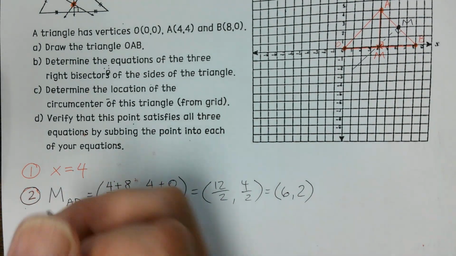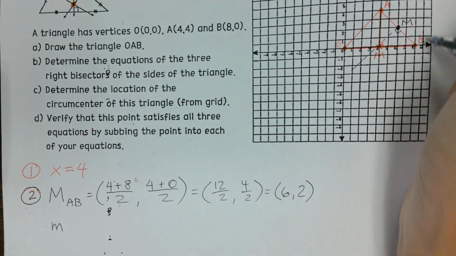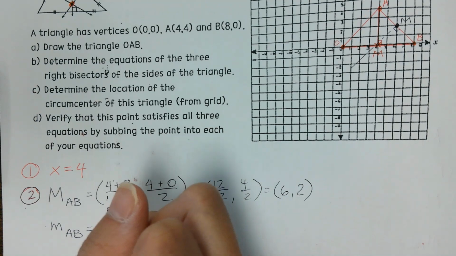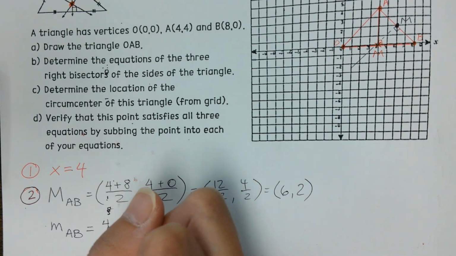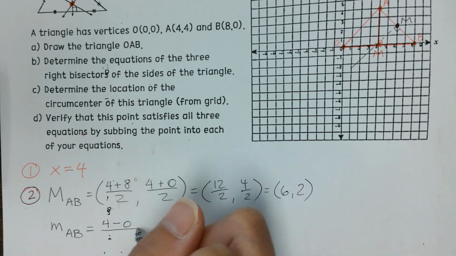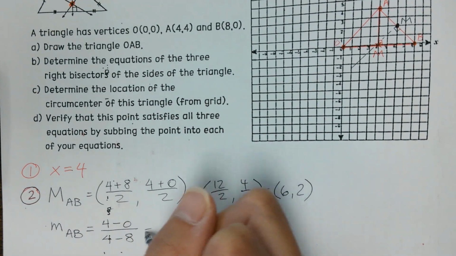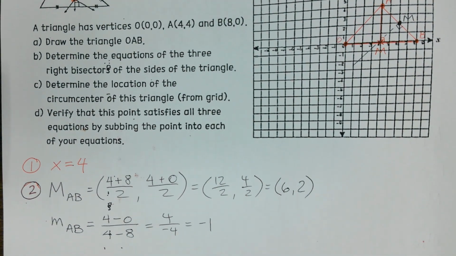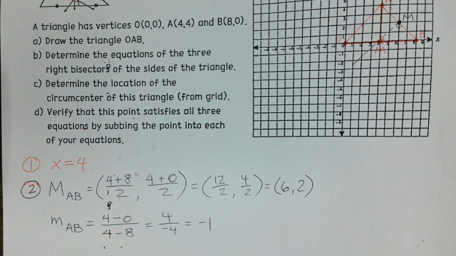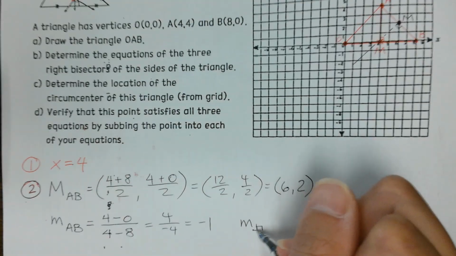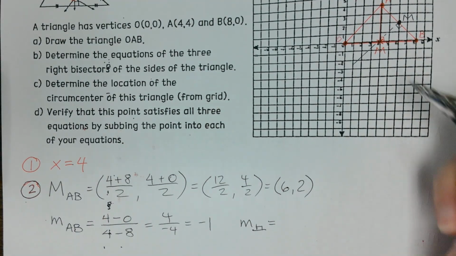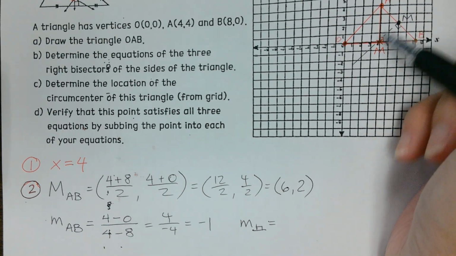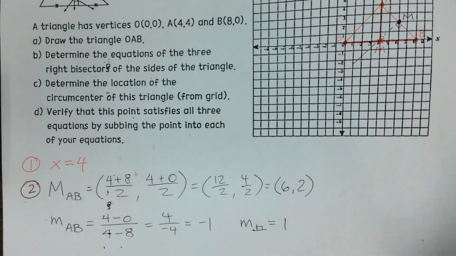So using what we know, slope between AB: y2 minus y1 over x2 minus x1. So I get 4 over negative 4, which gives me negative 1. That's the slope of AB. So what's the slope of the perpendicular line? If the slope of this line is negative 1, the slope of the black line is positive 1. Good. Negative reciprocal.